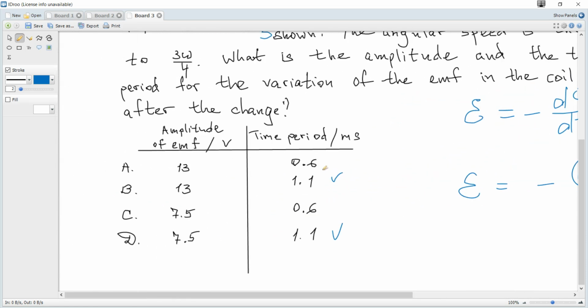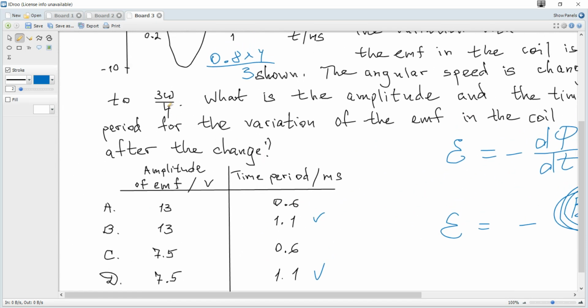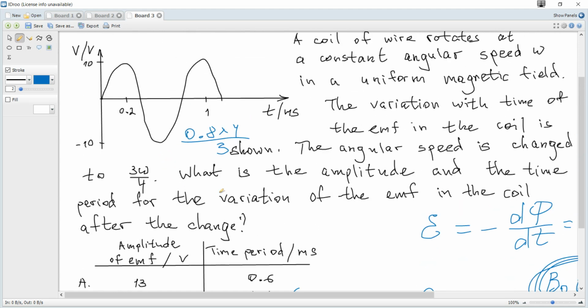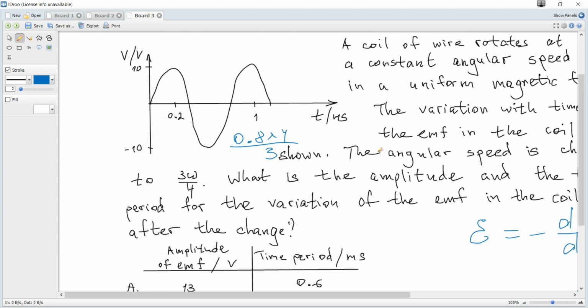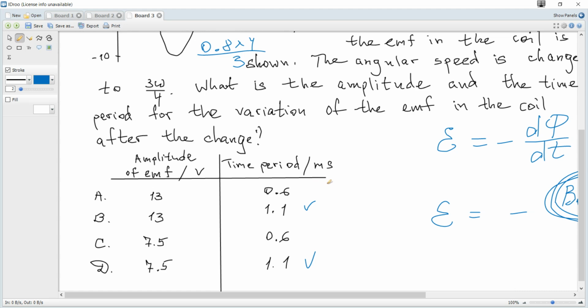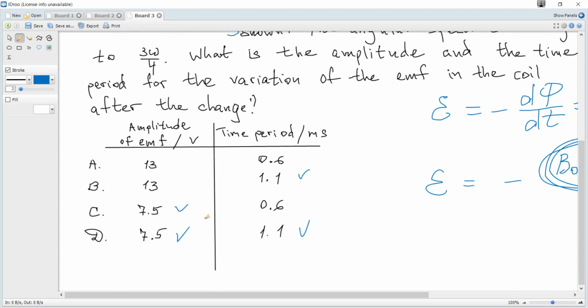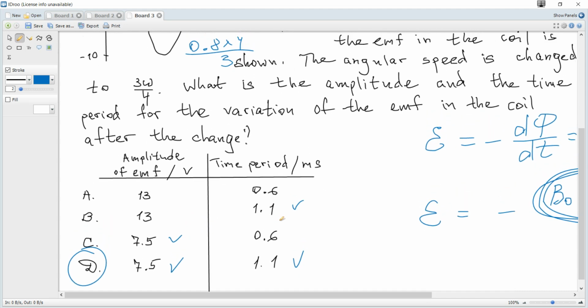So if omega increases by a factor of 3 over 4, the maximum value of the induced EMF also increases by a factor of 3 over 4. It is 10, so it becomes 3 over 4 times 10, so it's 7.5. So D is correct, and that's all for this question.